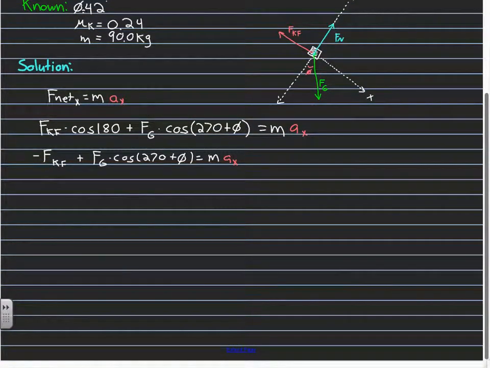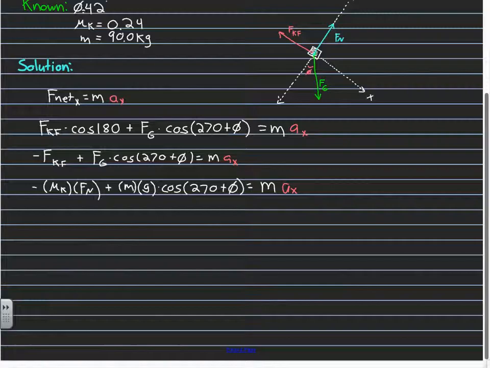We say the force of kinetic friction is equal to the coefficient times the normal force, which is an equation that is always true, plus the force of gravity is equal to m times g times the cosine of 270 plus theta equals m times a sub x.